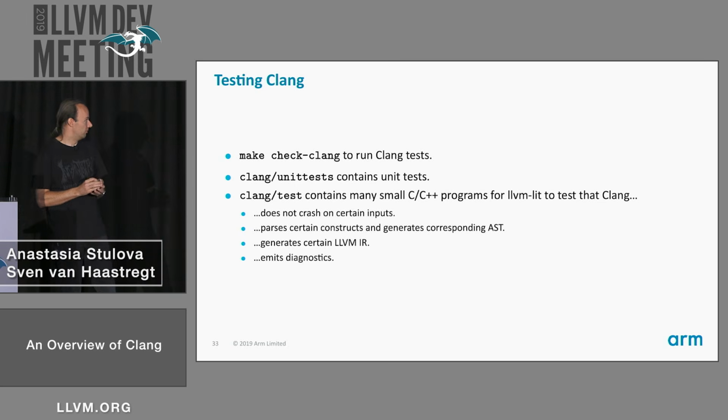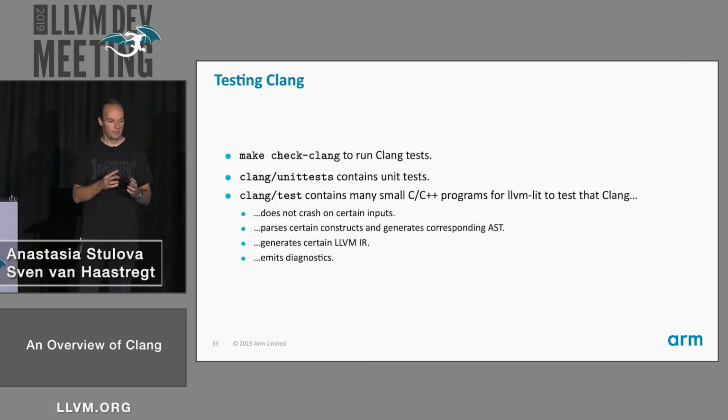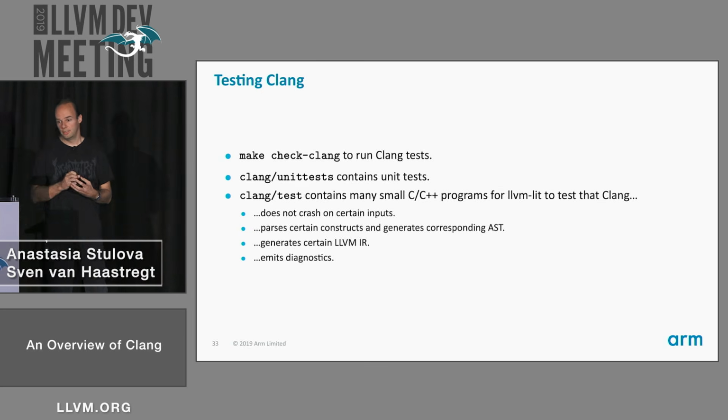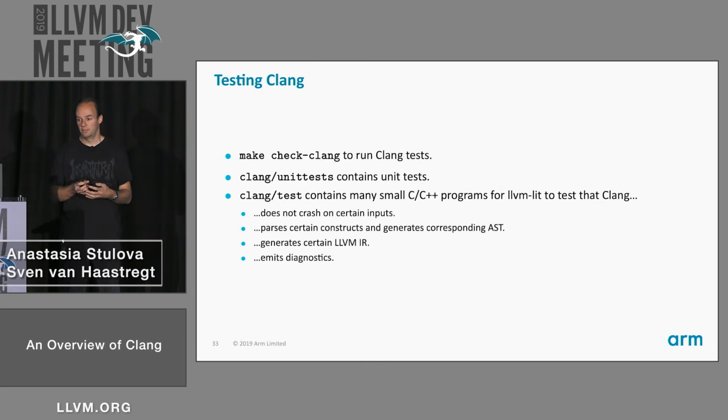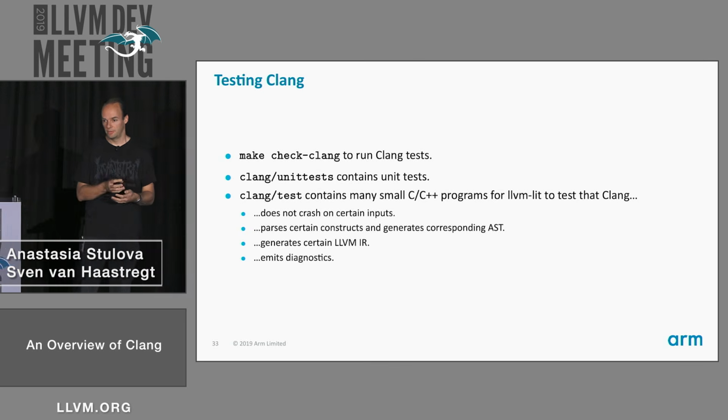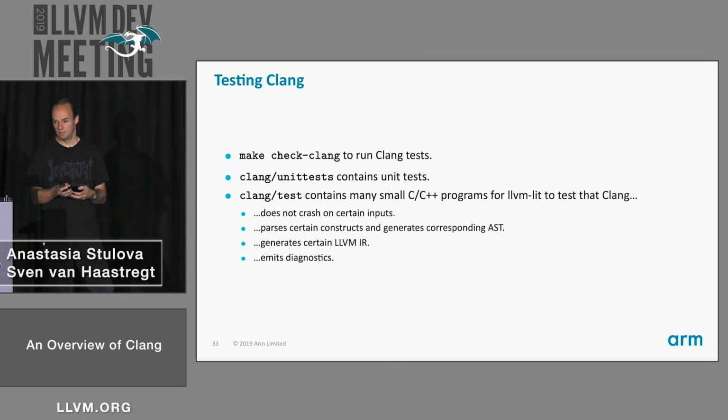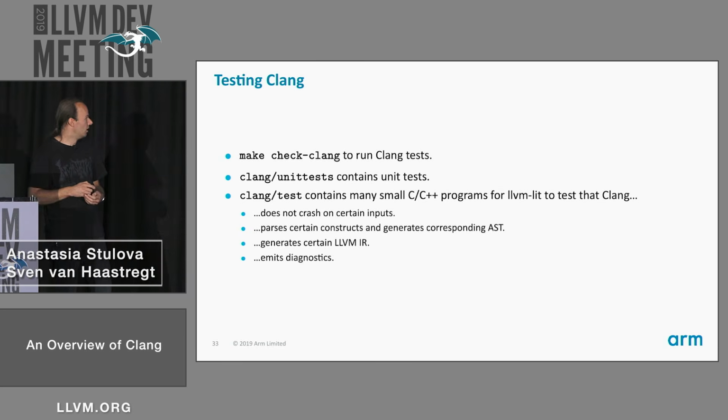You can also add tests to make sure that whenever you parse a certain construct, the corresponding AST node is generated. You can do the same for testing Clang codegen, basically, to make sure that certain LLVM IR is emitted for certain constructs. And also important for Clang is to test diagnostics, to make sure that if you give it a broken input program, it's going to complain about it and give the right diagnostic. So I'm going to give a few examples of the last three of these cases.